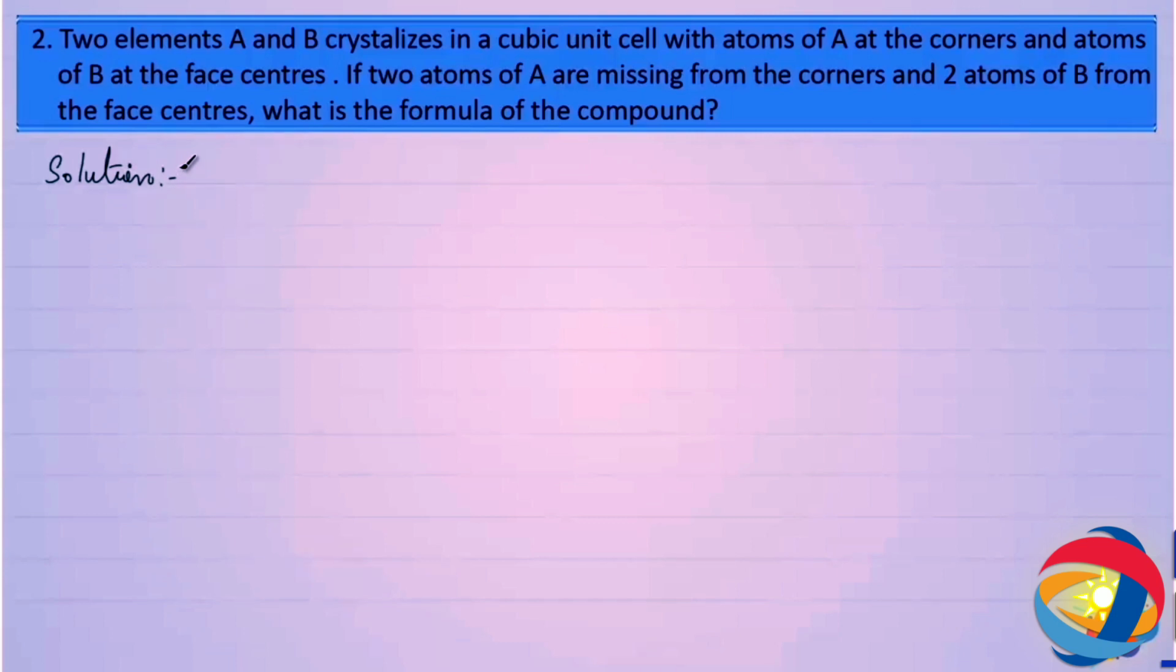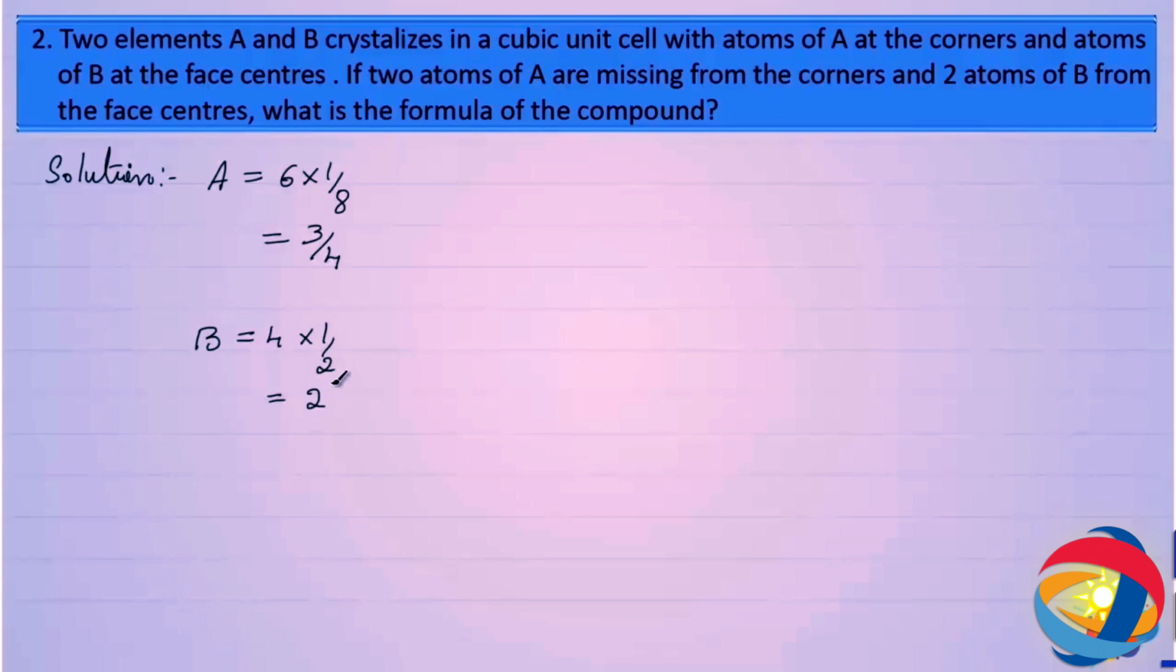There are 8 corners in a unit cell. Each corner consists of the atoms of A and 2 atoms are missing. Hence, only 6 corners are filled. Therefore, the contribution of A in this unit cell is 6 into 1 by 8, which is equal to 3 by 4. Similarly, there are 6 faces in the unit cell. Each face consists of the atoms of B and 2 atoms are missing. Hence, only 4 faces are filled. Therefore, the contribution of B atoms in the unit cell is 4 into half, which is equal to 2.